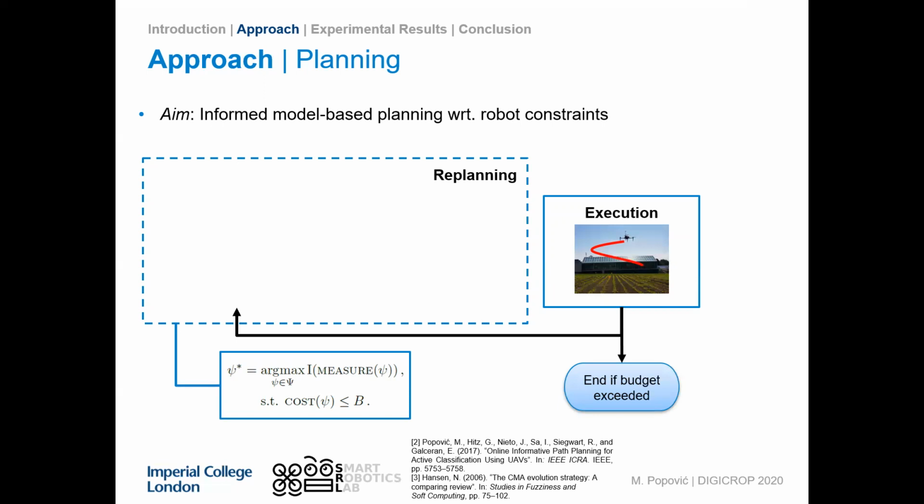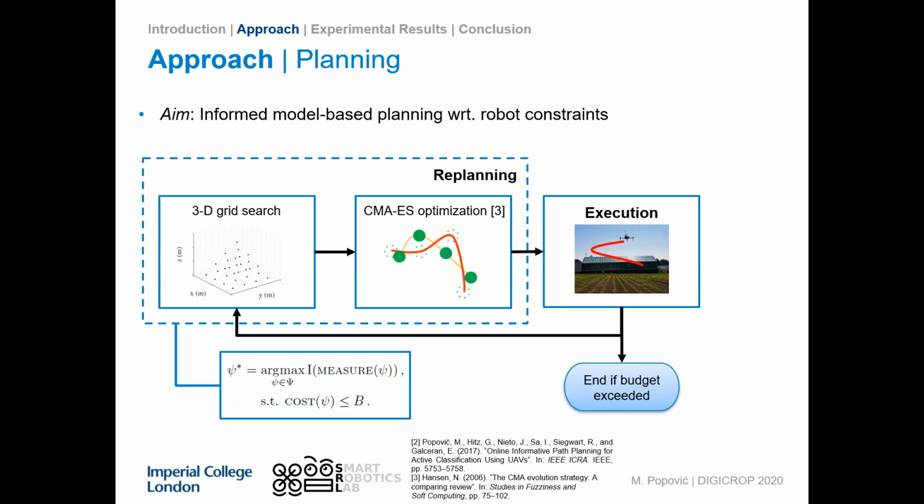The replanning involves two steps. First, an initial trajectory is obtained by performing a search over a 3D grid in the workspace. Then, this solution is refined using the covariance matrix adaptation evolution strategy, an evolutionary optimizer. To evaluate trajectories, we calculate the information gain along it, defining the objective based on the current environment model.